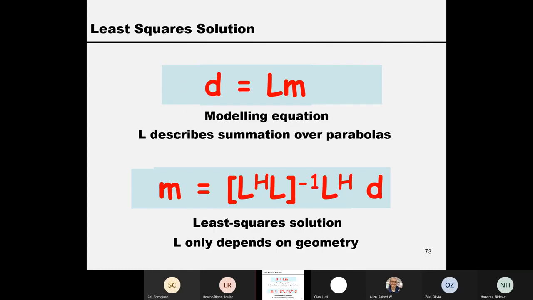If you have an interest, you can go see my textbook for subsequent motion. I spent a number of chapters talking about this. Okay, so that's least square. R only depends on the geometry, and does not depend on the data. It only depends on the source receiver interval and the time interval, right? The offset interval. So it only depends on geometry. Okay, so this is the formula.